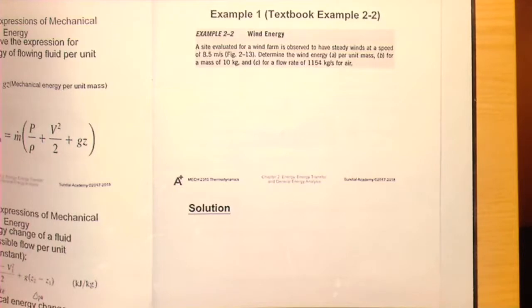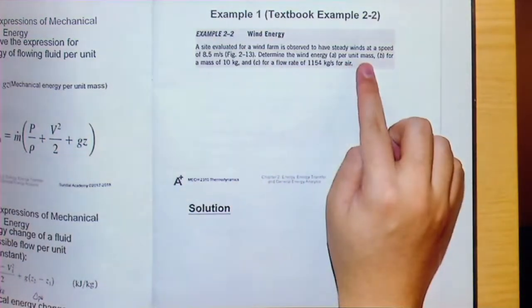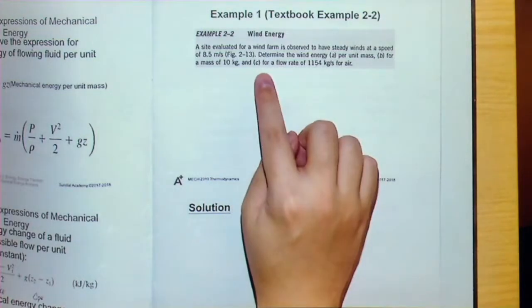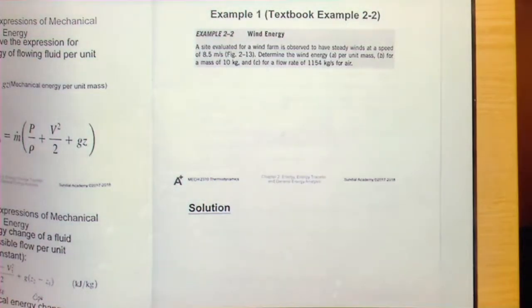You need to determine the wind energy per unit mass, for a mass of 10 kg, and for a flow rate of 1154 kg per second of air. If you would like to practice, then pause this video and think about it for some time. Well, I assume that you have done this example by yourself, so let's see the solution.